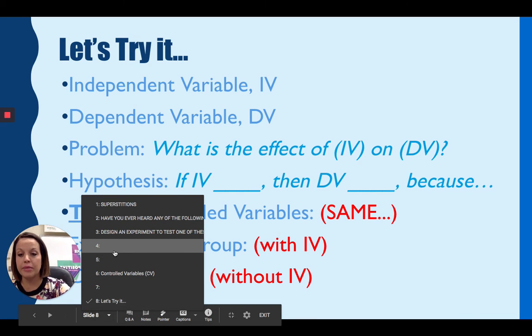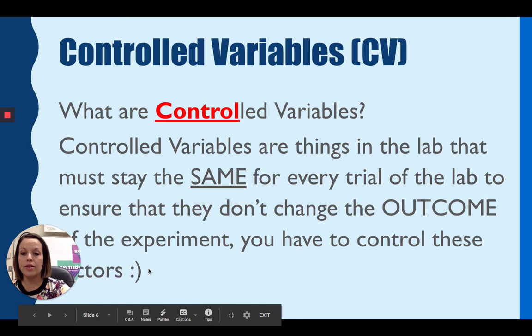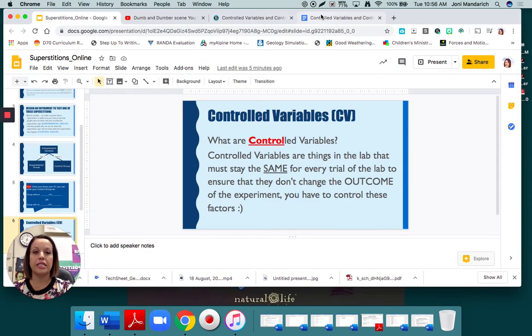So let me go back. Let me just remind us. Experimental group is the group with the IV. Control group is the group without the IV. And then those wonderful controlled variables are the things that have to stay the same through every trial of the lab.